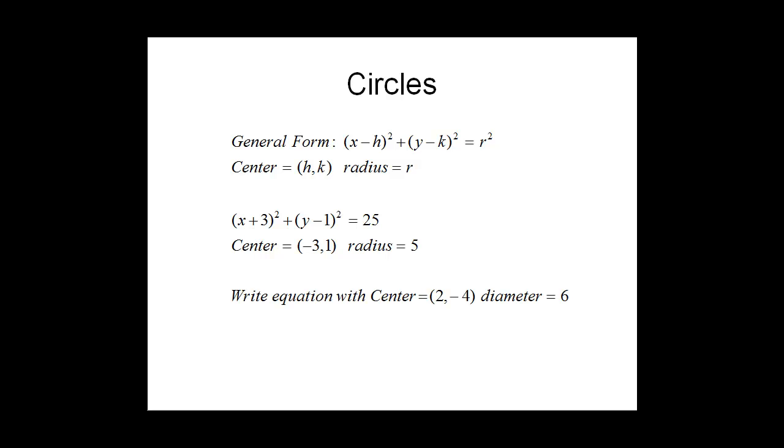Now, suppose we give you a center of 2, negative 4, and a diameter of 6. We just go backwards. It's going to be x minus 2 squared plus y minus negative 4, which makes plus 4, squared, is equal to, now the diameter is 6, so half of that makes 3. The radius is 3, and if you look at the original formula, this is r squared. 3 squared makes 9.